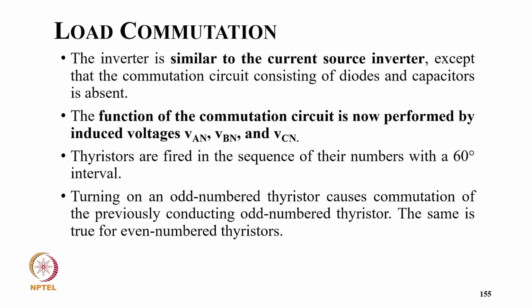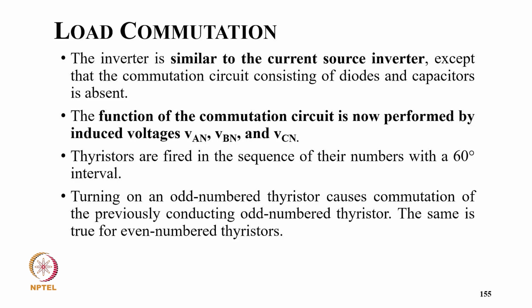The inverter is similar to the current source inverter, except that the commutation circuit consisting of diodes and capacitors is absent, and the function of the commutation circuit is now performed by the induced voltages Vpn, Vcn. Thyristors are fired in the sequence of their numbers with a 60-degree interval, and turning on an odd-numbered thyristor causes commutation of the previously conducting odd-numbered thyristor.